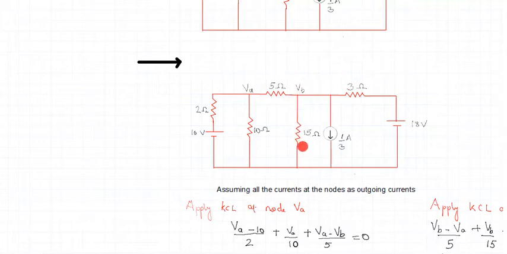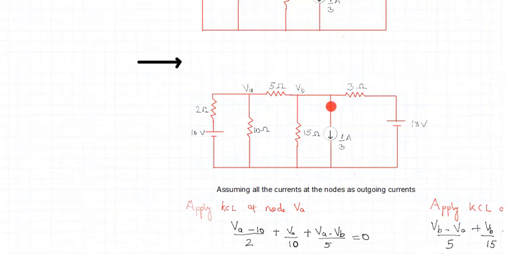Now talk about this branch. It will be the potential difference again. So VB minus the reference potential, which is 0. So simply VB upon 15 would be the current in this particular branch.